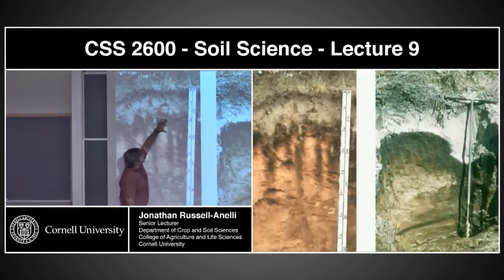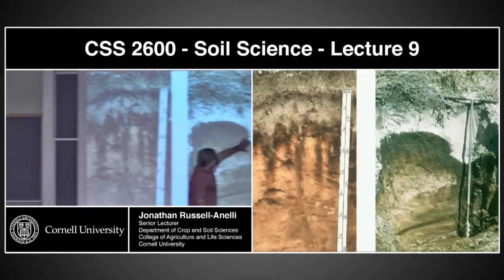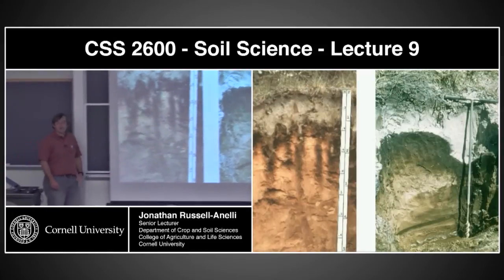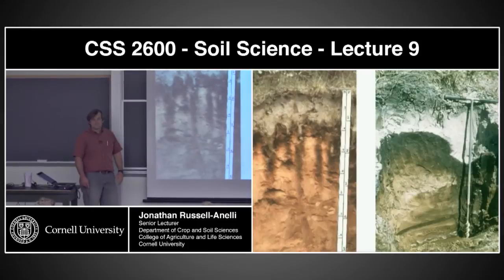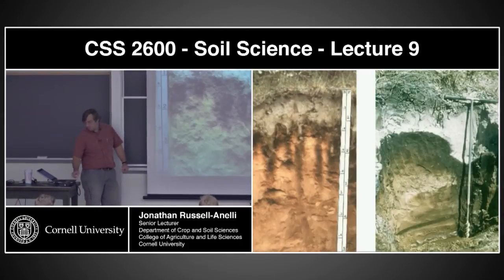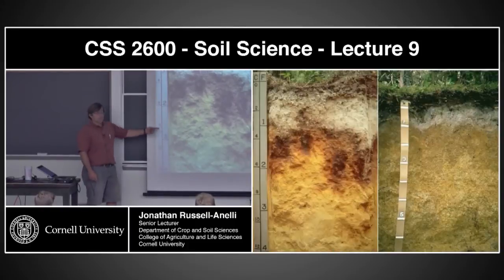Nice zone right here of organic alluviation right here as well. In this case, you don't see a lot of reds. But in here, you see a lot of reds. That's the iron oxides. Really pretty soil.